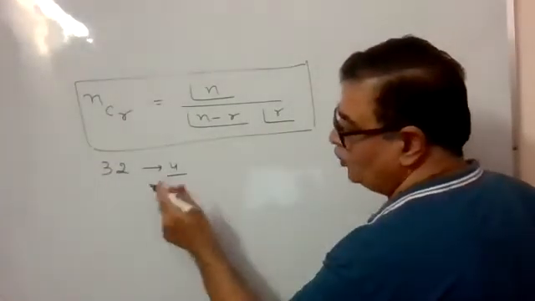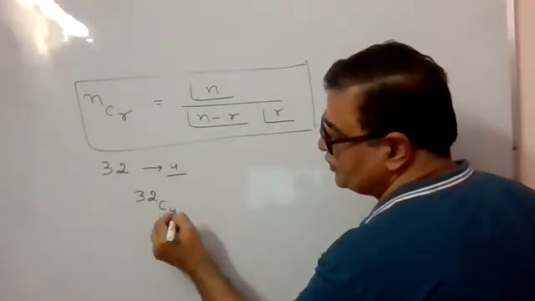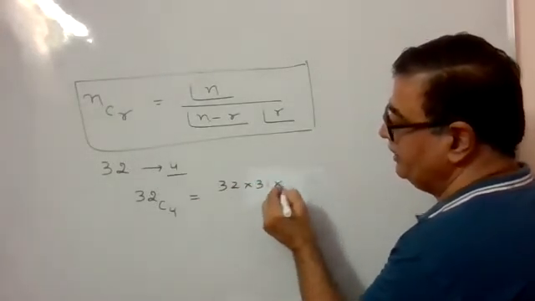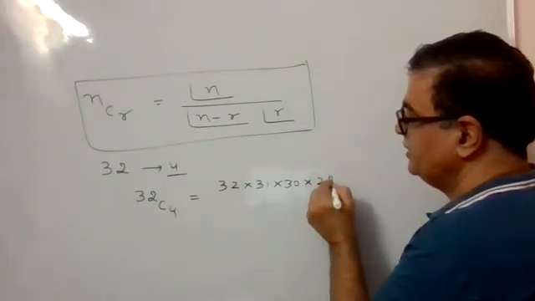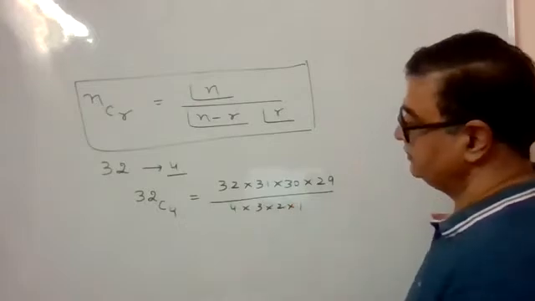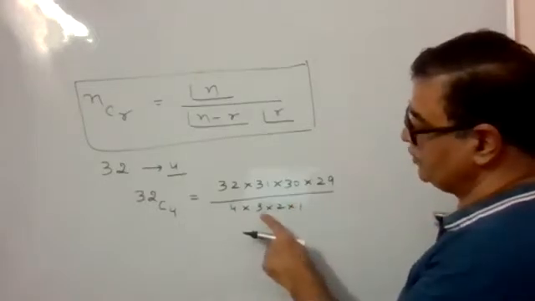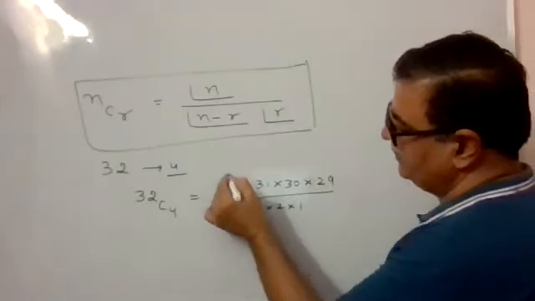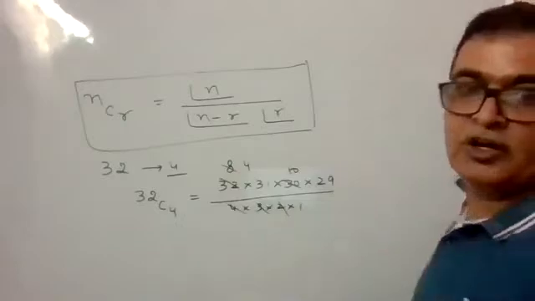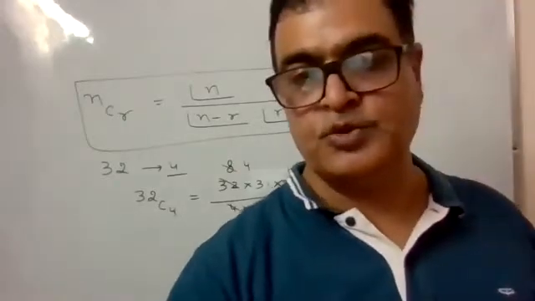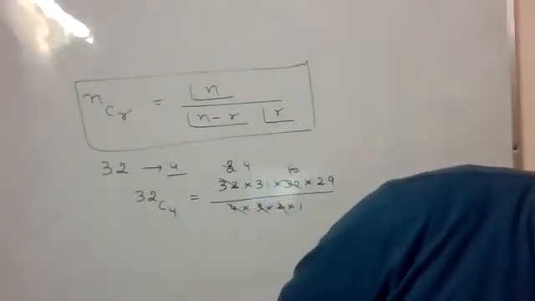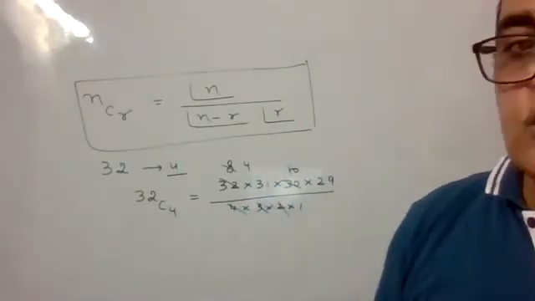Out of 32, 4 are to be selected, so it will be 32C4. And you know how to solve it: 32 into 31 into 30 into 29 divided by 4, 3, 2 and 1. 4 3s are 12, 12 2s are 24, something cancels out, and then you can solve it and get your answer easily. So out of 32, if you want to select 4 at a time, we can do it by 32C4.